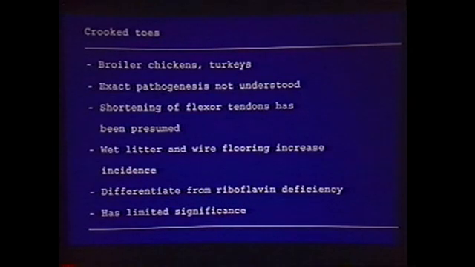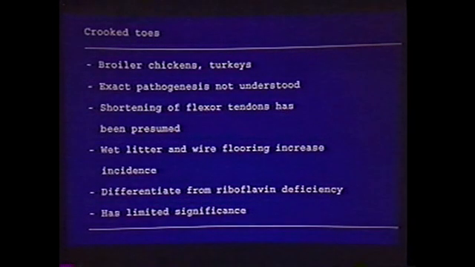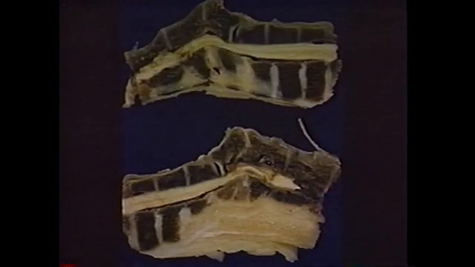The exact pathogenesis is not clear, but as I said, higher incidence used to be seen when the birds were raised on wire or wet litter. Shortening of the flexor tendon has been suggested as a possible cause. Shortening of the tendon, and I'm going to pull the toes to the side. It should not be confused with riboflavin deficiency, where there is ventral curving of the toes rather than lateral. We'll show that later. It has no significance.